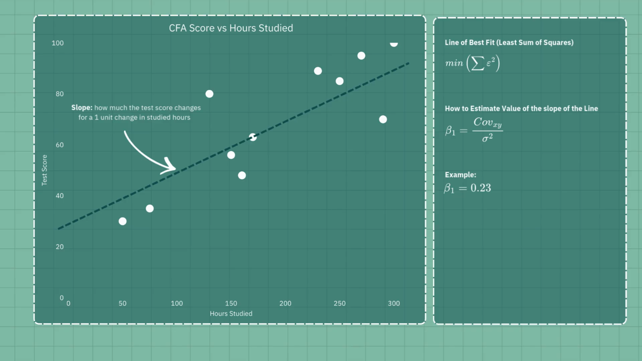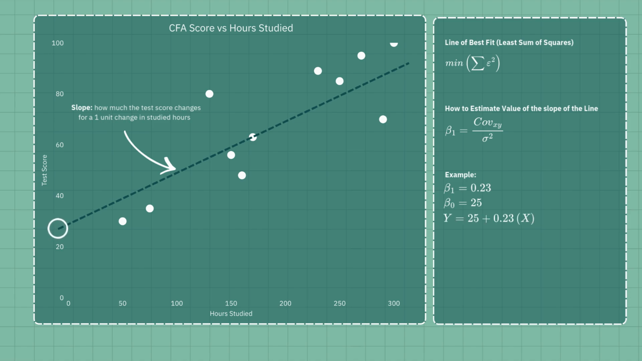Next, we estimate the intercept, beta 0. Using the sample means of x and y, suppose we find an intercept of 25. The intercept represents the predicted exam score when study hours are 0. In our example, it suggests that even without studying, a student might earn around 25 points, not particularly meaningful on its own, but mathematically necessary to anchor the line.